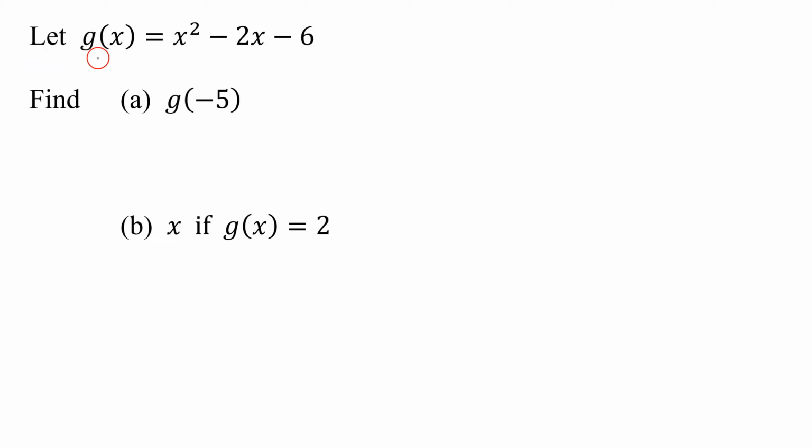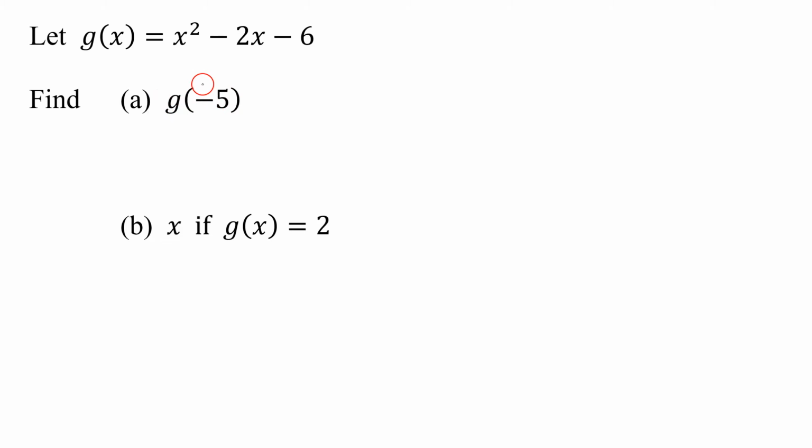In this example, we're given a function g of x, which equals x squared minus 2x minus 6. And we're asked to find these two quantities here. Well, let's look at part A that asks us to find g of negative 5.